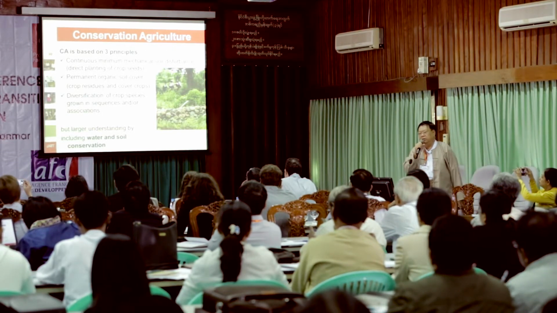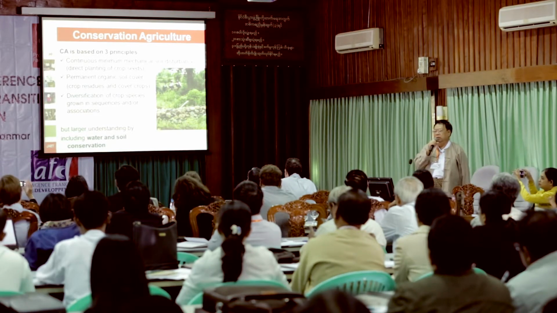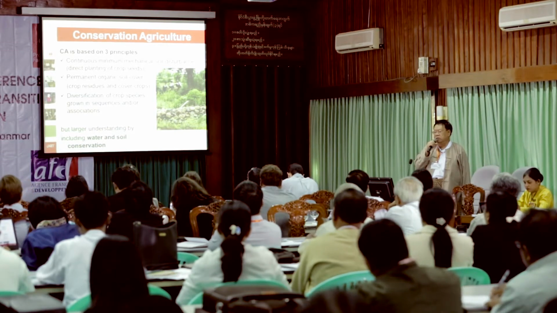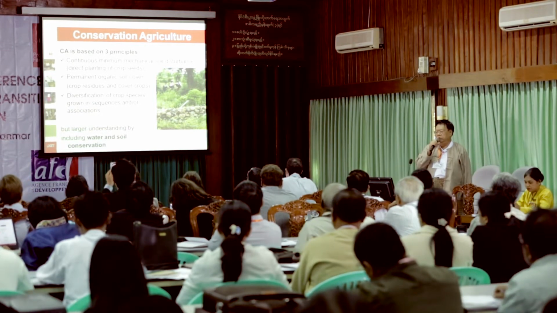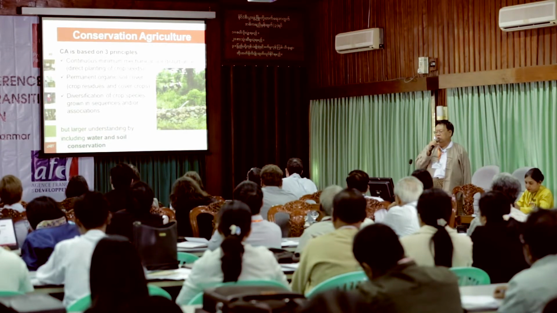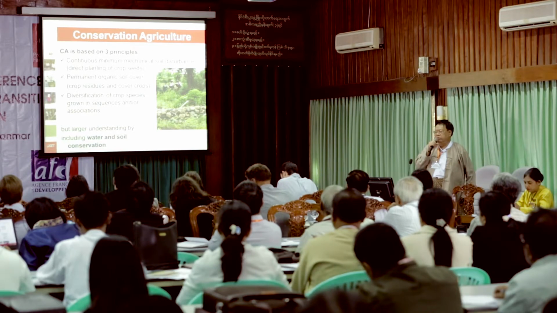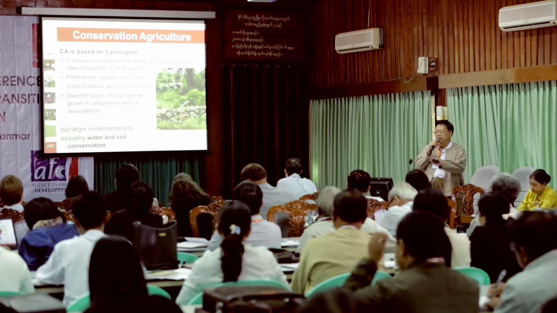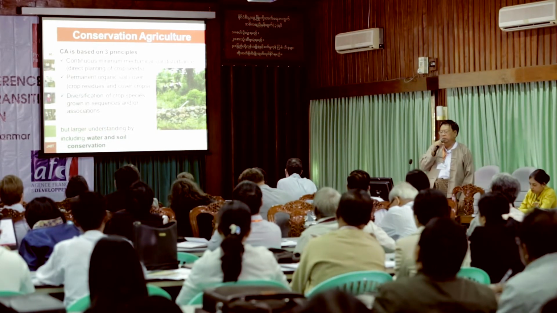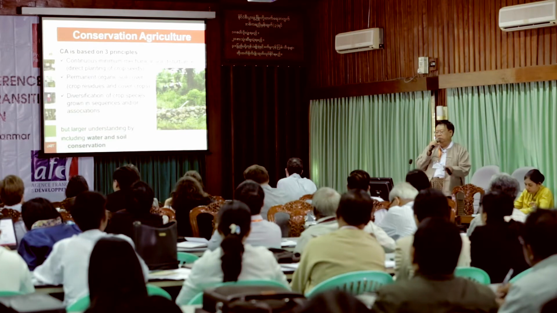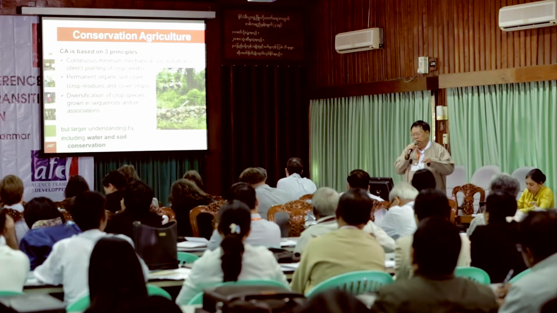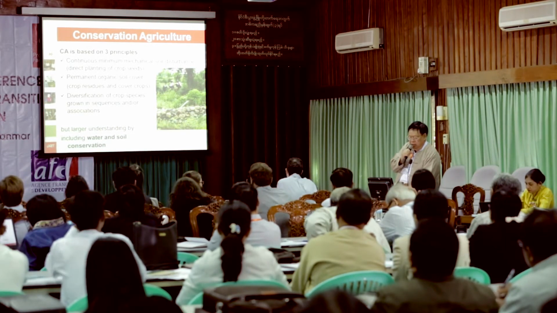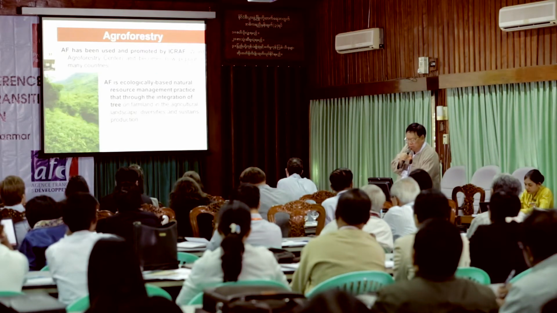And conservation agriculture is actually based on three principles: continuous minimum mechanical soil disturbance, direct planting of crop seeds, permanent organic soil cover using crop residues and crop covers, and diversification of crop species grown in sequence and association. And you see again here it's quite similar to the integrated farming system, but here only the plants help each other from one system to another. But we still need a larger understanding, including the water and soil conservation.